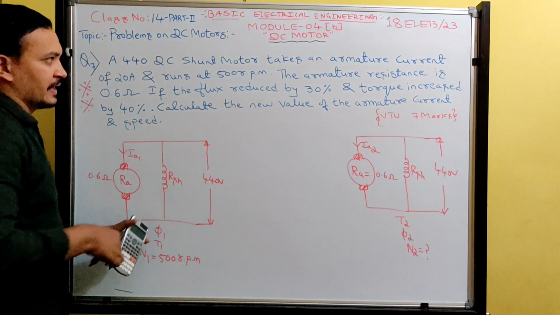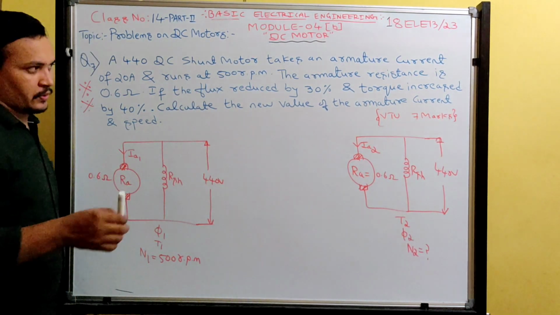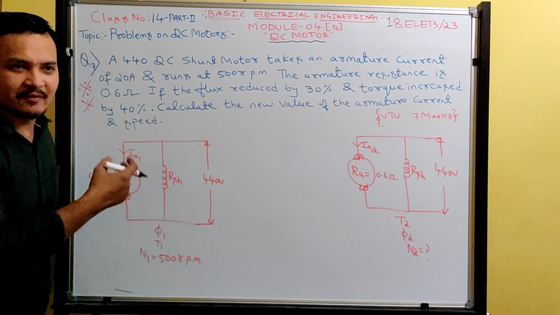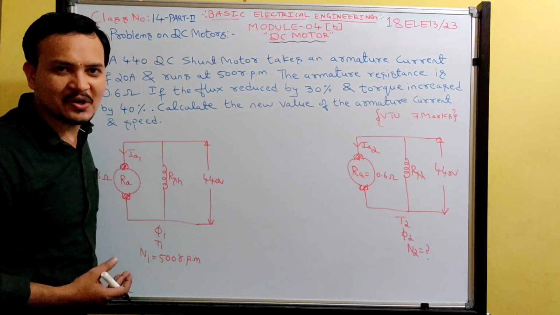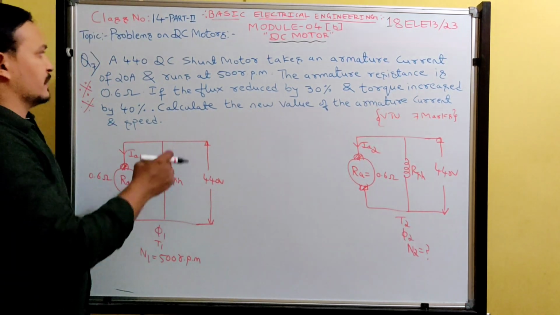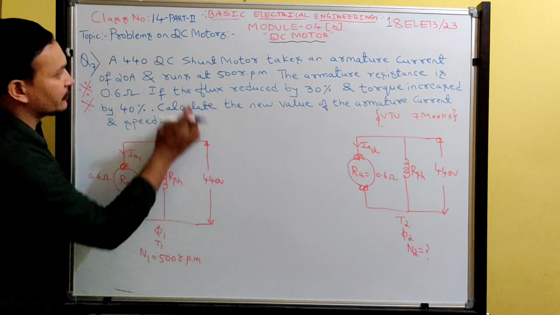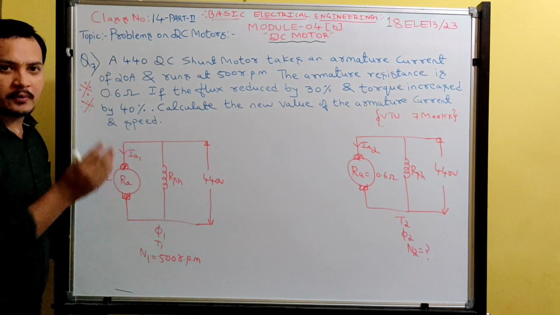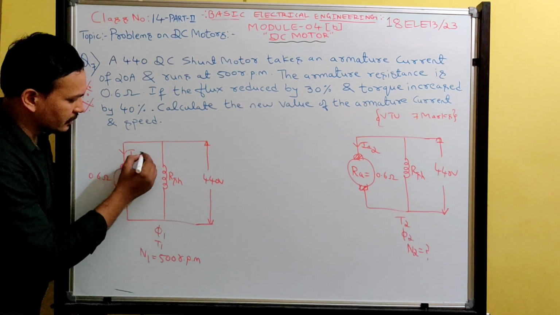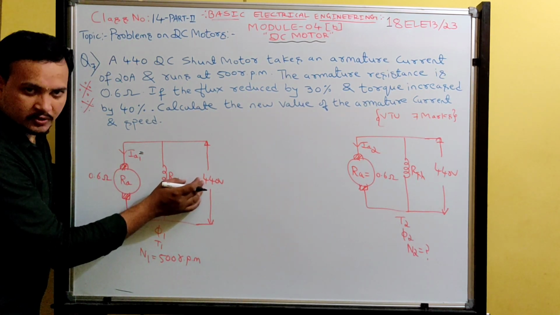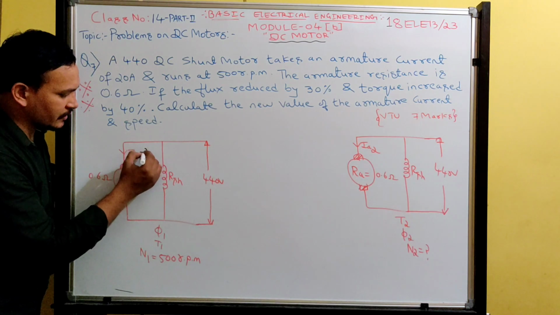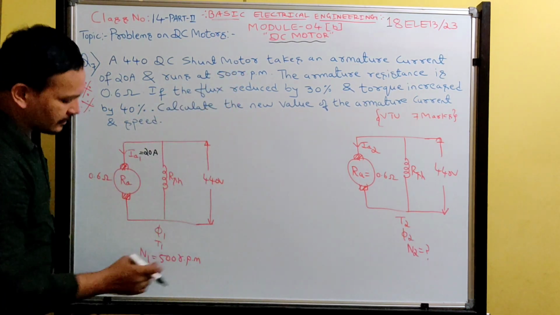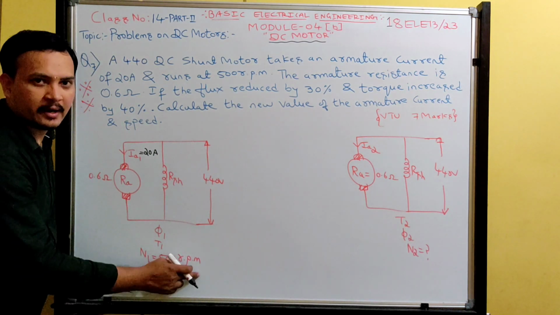Okay, students, now we can solve this problem. It is related to the second concept because both are changing: flux also changing, torque also changing. So let's start. A 440 volt DC shunt motor. It is taking an armature current of 20 ampere, so that's why I am writing here. A 440 volt DC shunt motor taking an armature current of 20 ampere, and it is going to run at 500 rpm.